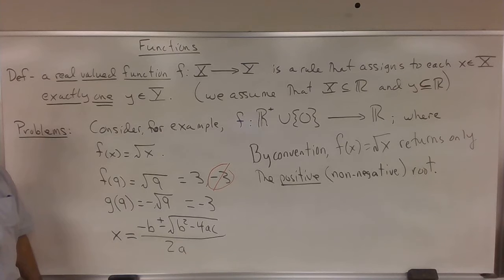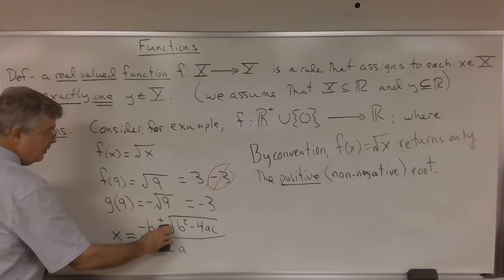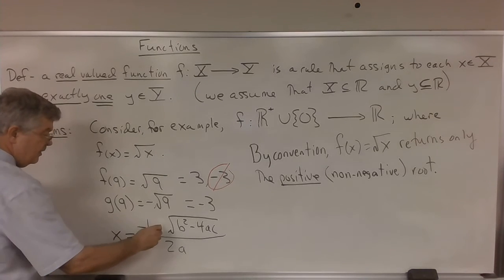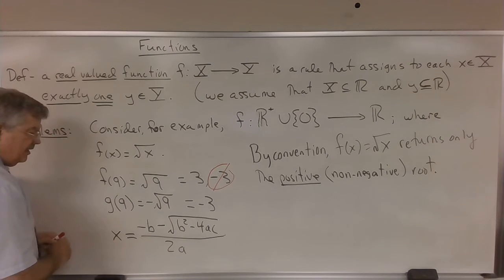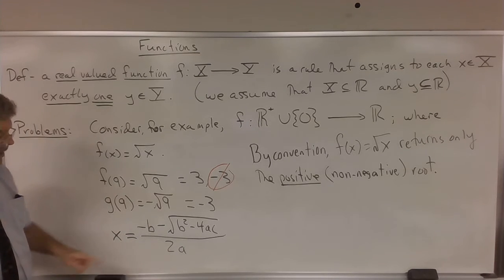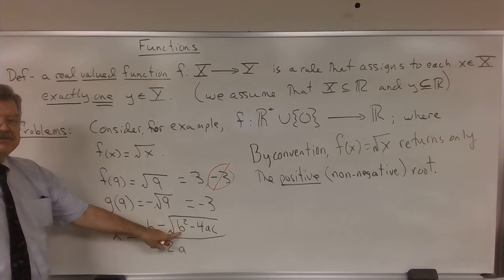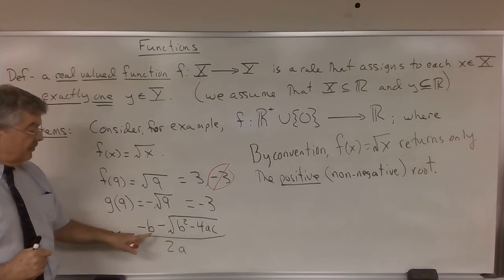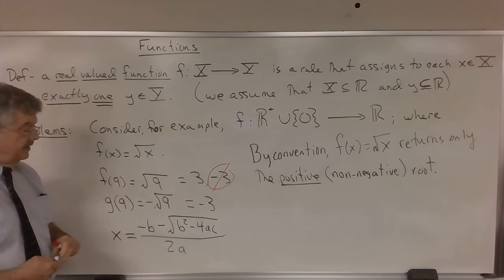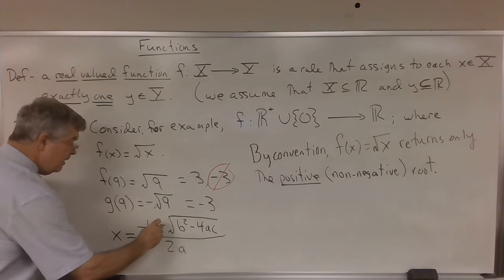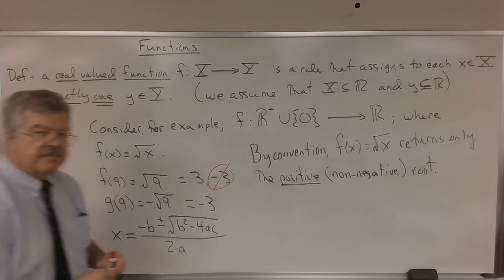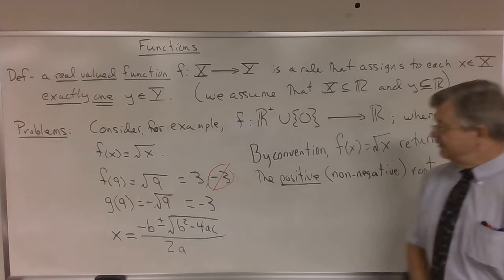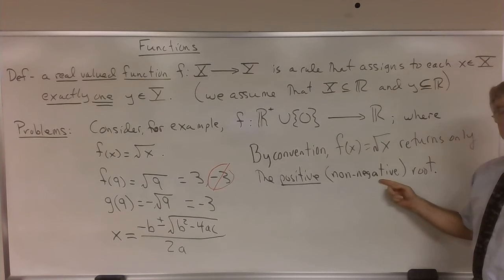And to get one root, we'll take the positive square root. To get the other root, we'll take the negative square root. But we only do one at a time. And this square root, because it's the square root function, only gives us the positive root. If we want the negative root, we have to have a negative sign in front of it, like that. So we are familiar with the convention of a real valued function only giving us a positive or non-negative root.